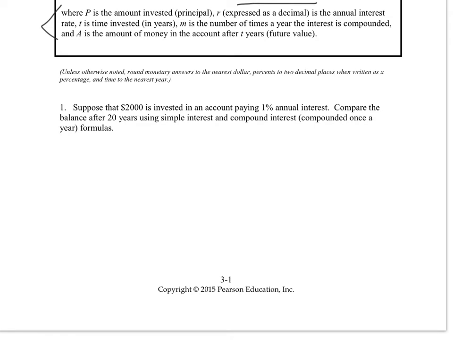It's going to be invested in an account paying 1% annual interest. That's about all you can get at the bank right now. It's very difficult to earn very good interest on your money right now. You want to compare the balance after 20 years using simple interest and compound interest. And if it's compound, we're going to compound it once a year.